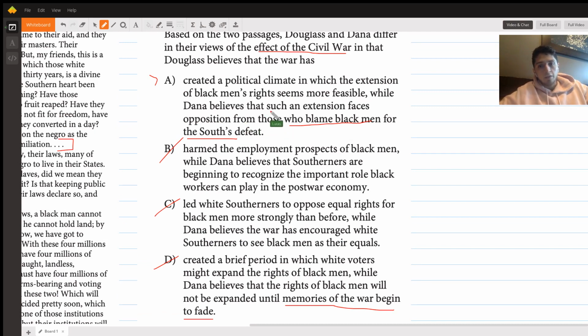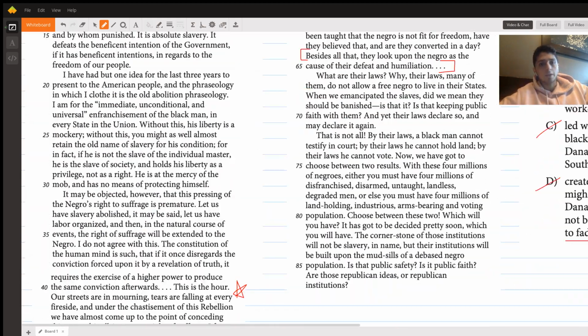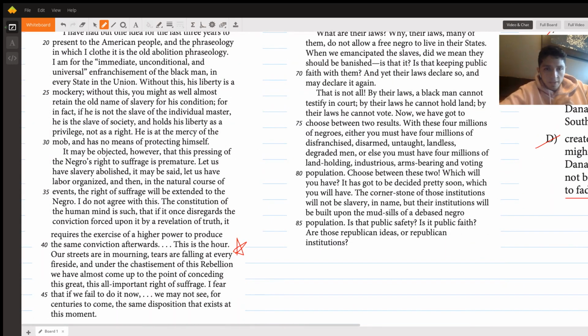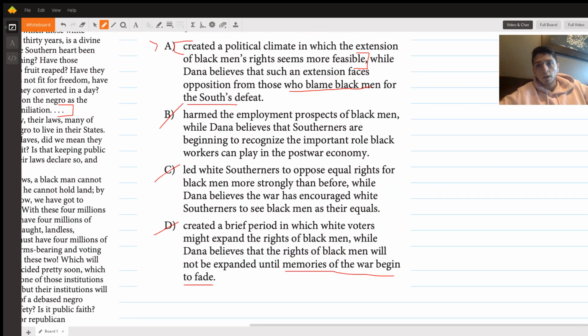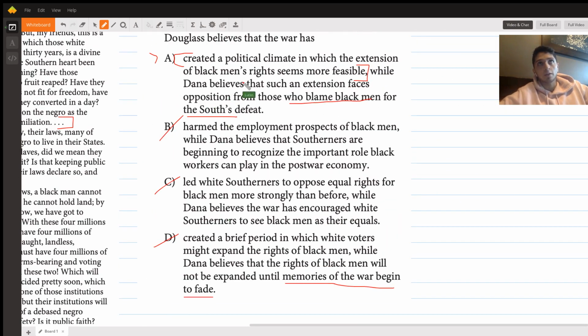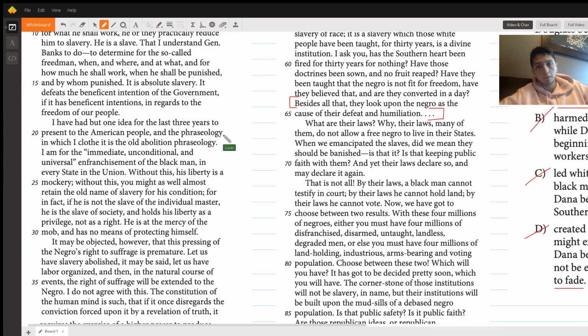So we already have evidence that the Southerners blame Black men for the South's defeat. But what about evidence that Douglas believes the war has created a political climate in which the extension of Black men's rights seems feasible? That should remind us of the end, where Douglas says, this is the hour. He's saying this is the hour for moving forward with the extension of Black men's rights: suffrage, allowing Black men to vote and to work the jobs they want. So it created a political climate in which it seems feasible. This is the time.